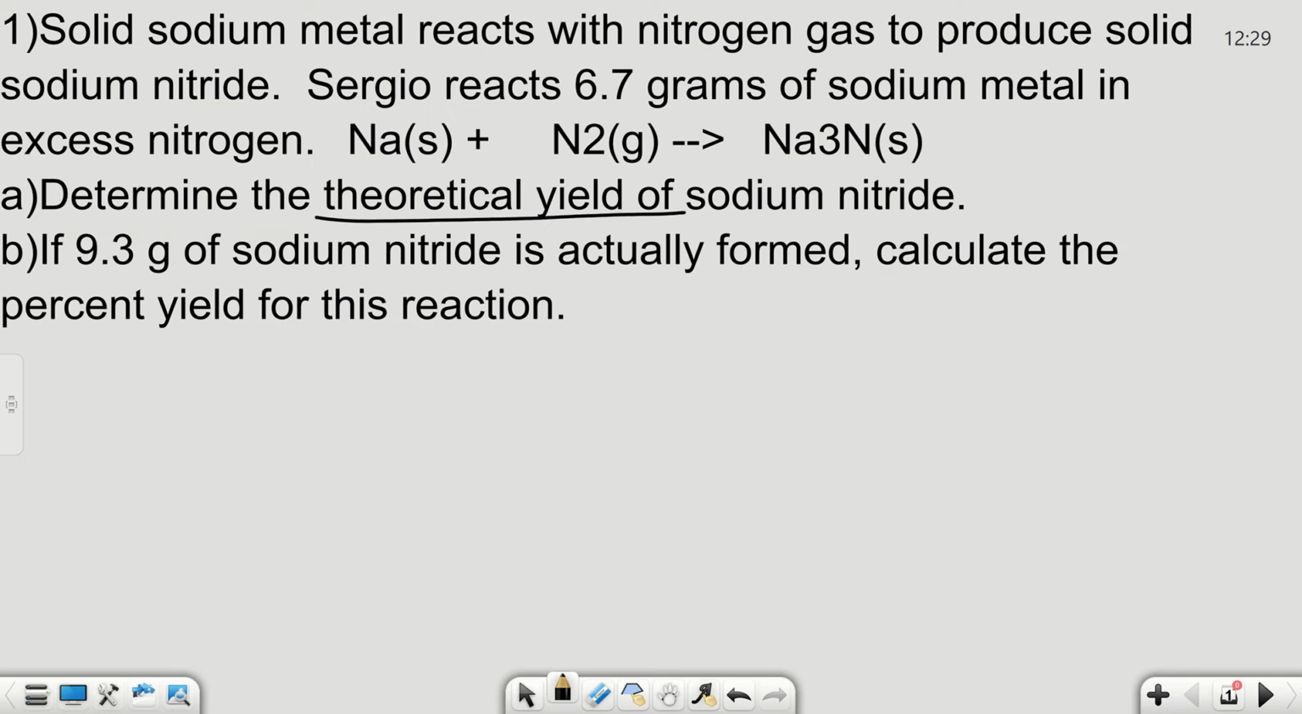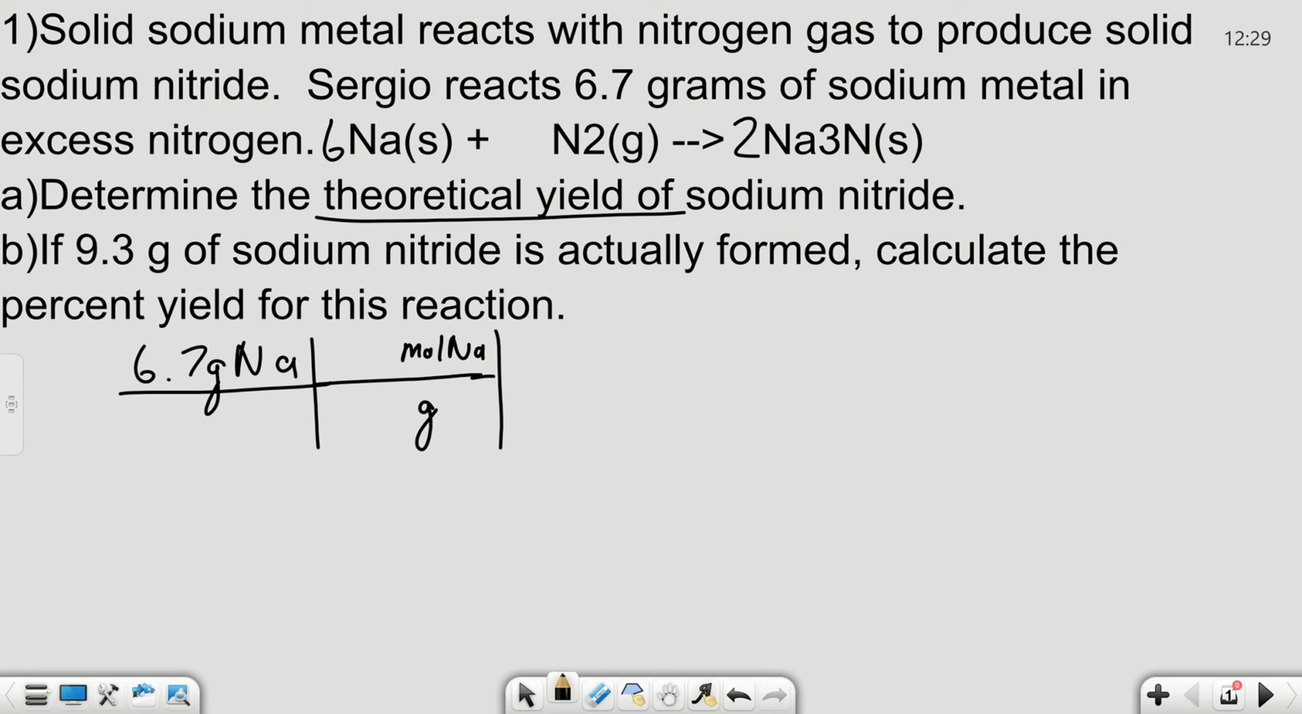If I balance this out, I'm going to need to put a 2 over here because I could put a 3 at the beginning, but I have 2 N's, so I need a 2, and I have 6 Na's and 6 Na's. So now I need to do mass to mass stoichiometry to determine how much sodium nitride I should get. That would be 6.7 grams of sodium, and I need to change to moles. I need to go from grams to moles of sodium because I cannot change compounds unless I get to the mole ratio. So sodium is basically 23 grams in 1 mole.